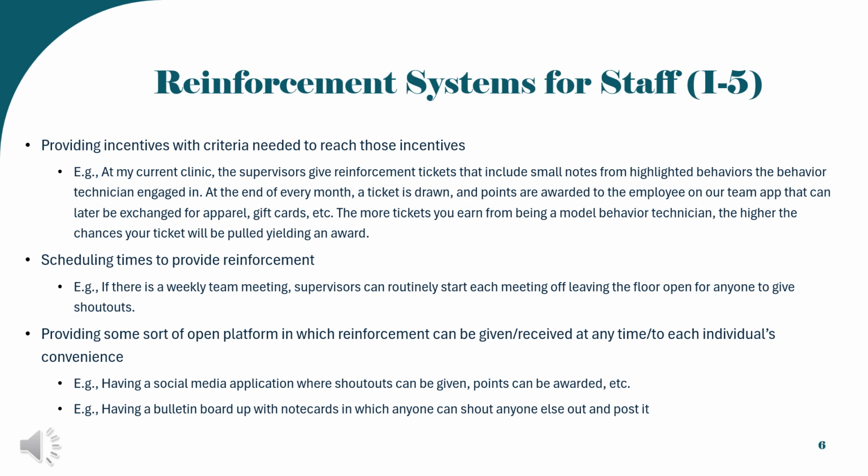Going back to providing incentives with criteria needed to reach those incentives, an example of that can be a supervisor giving reinforcement tickets that include small notes from highlighted behaviors the supervisee engaged in. At the end of every month, a ticket is drawn and points are awarded to the employee on a team app or otherwise that can later be exchanged for apparel, gift cards, etc. The more tickets you earn from being a model behavior technician, the higher the chances your ticket will be pulled, yielding an award. For scheduling times to provide reinforcement, team meetings are a great time to do this.